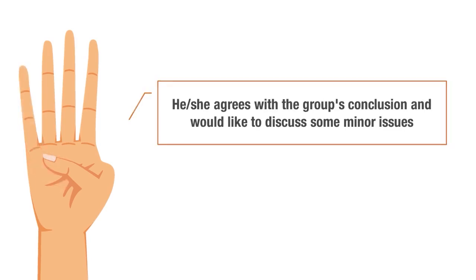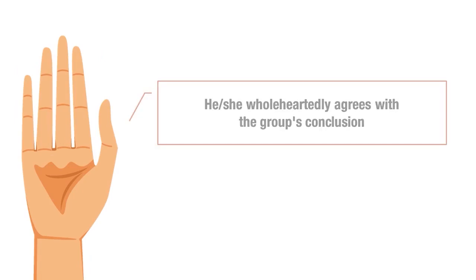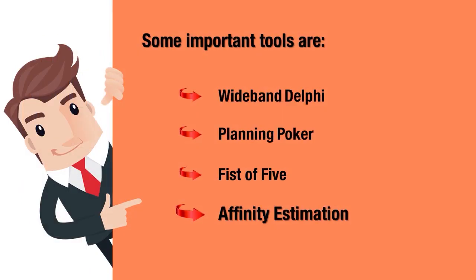If a team member raises four fingers, it means he or she agrees with the group's conclusion and would like to discuss some minor issues. And if a team member raises five fingers, it means he or she wholeheartedly agrees with the group's conclusion. The last technique is affinity estimation.